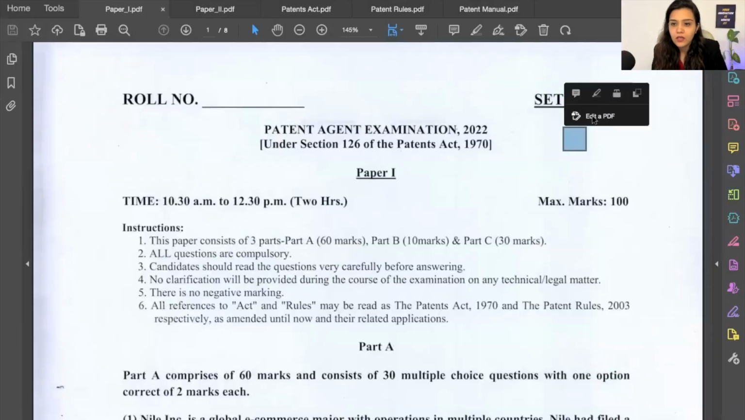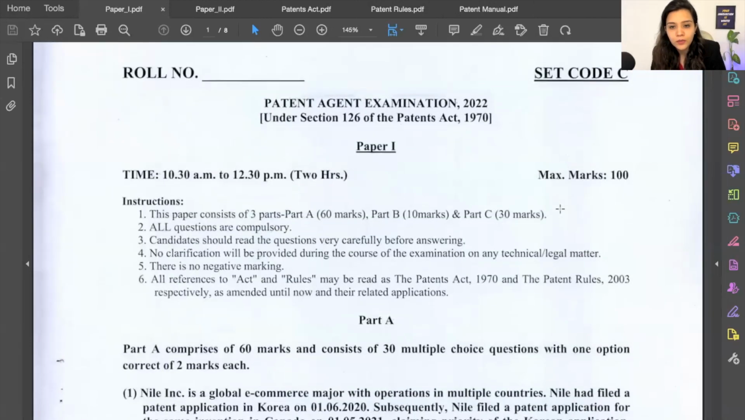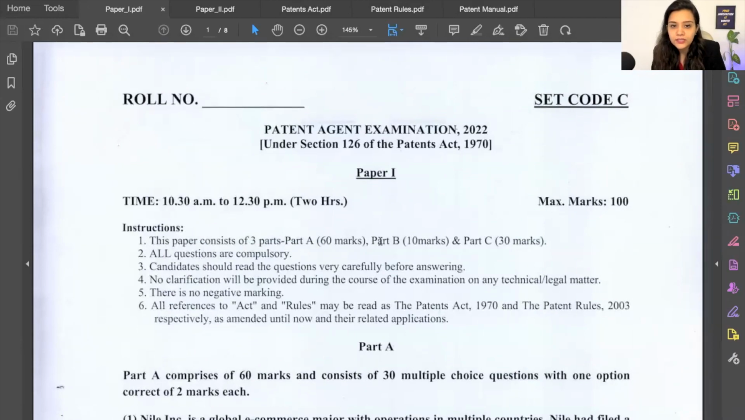So today let's discuss the pattern of the patent agent exam, what it includes, and how many marks you require to clear the examination. So let me share my screen. Okay. So basically, the patent agent exam consists of two written papers and one Viva Voce. The option of giving the Viva only comes when you clear paper one and paper two. So let's discuss what is in paper one and what is in paper two.